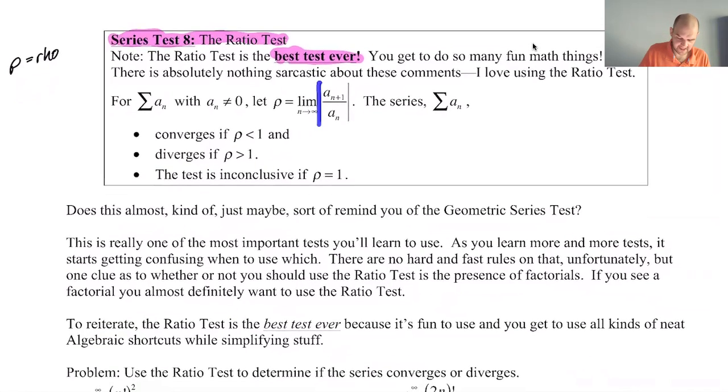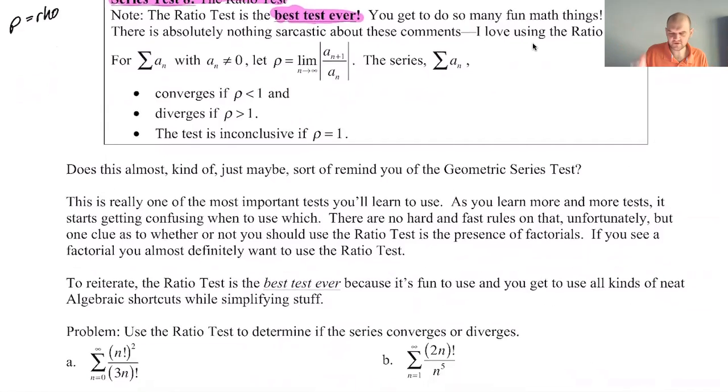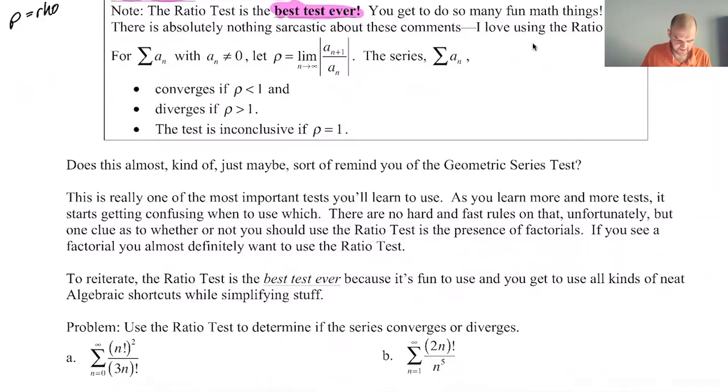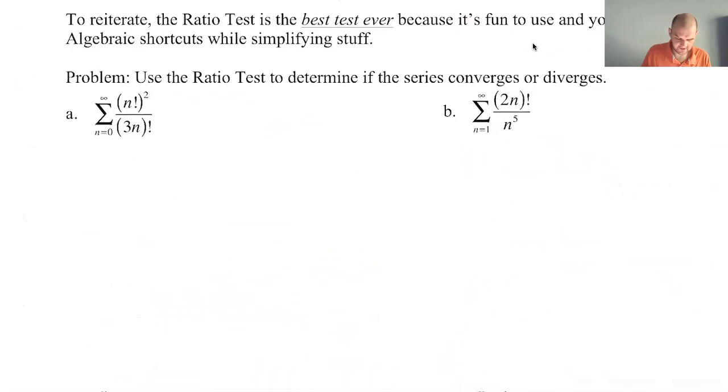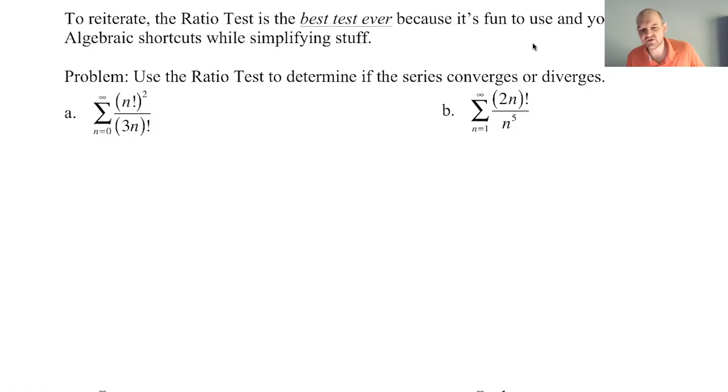So the fact that you use absolute value means that you could have a negative 1 to the n in there. It doesn't make a difference. The fact that the conclusions are really similar to geometric is nice because we already know those conclusions. And so let's see if we can do this. So we're going to use it. Number one hint on when to use the ratio test pretty much is if there are factorials. If you see factorials, ratio test is almost always the way to go.